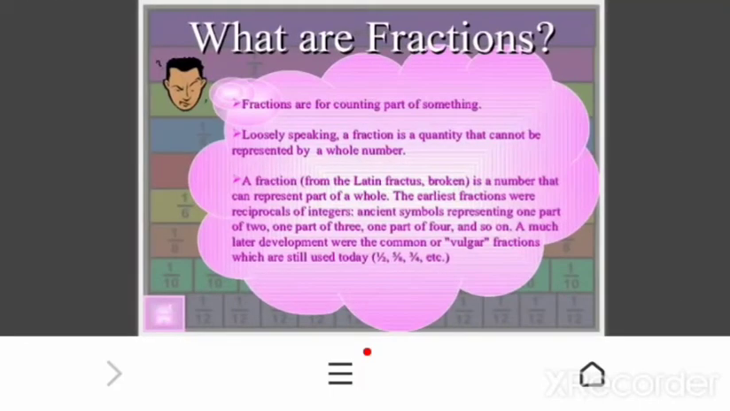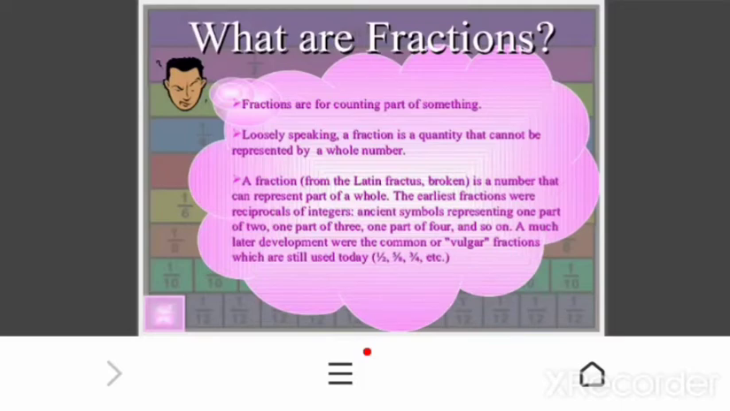Now children, first we shall understand the meaning of fraction. What are fractions? Fractions are for counting part of something. Loosely speaking, a fraction is a quantity that cannot be represented by a whole number. A fraction, from the Latin fractus, meaning broken, is a number that can represent part of a whole. The earliest fractions were reciprocals of integers: ancient symbols representing one part of 2, one part of 3, one part of 4, and so on.